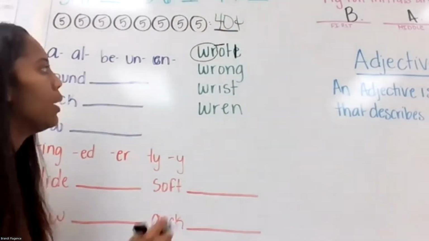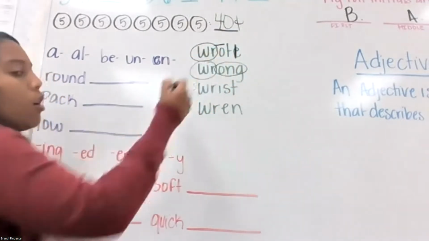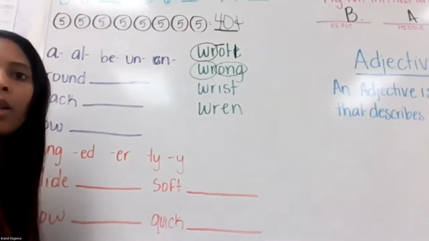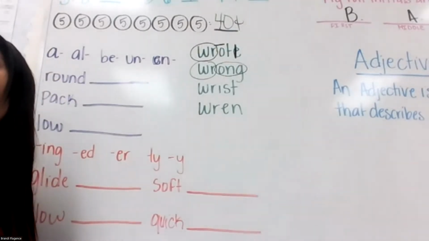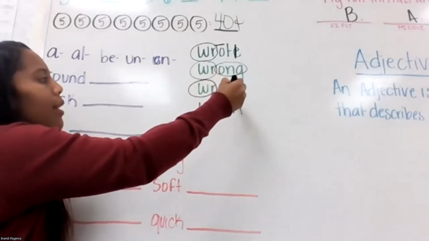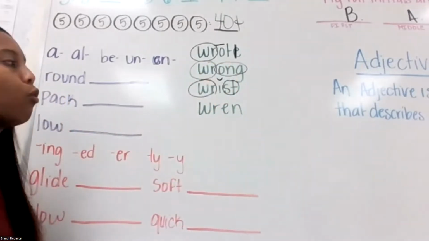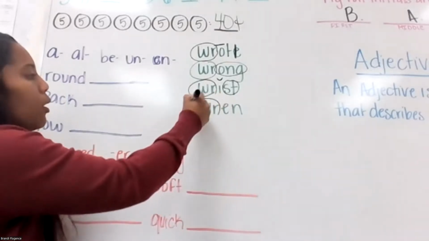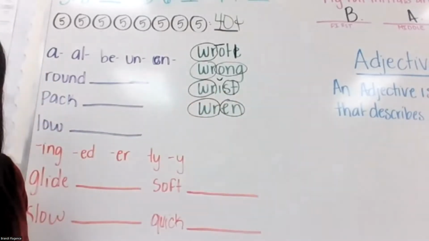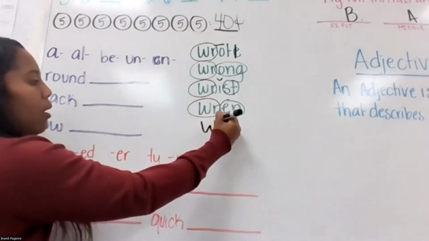Wrote. Next one, I have another WR, and ONG, on. My word is, what's the word? Wrong. Next, I have WR, and ST, short vowel I, word is wrist. And then last one, WR, and AN, the word is ran.